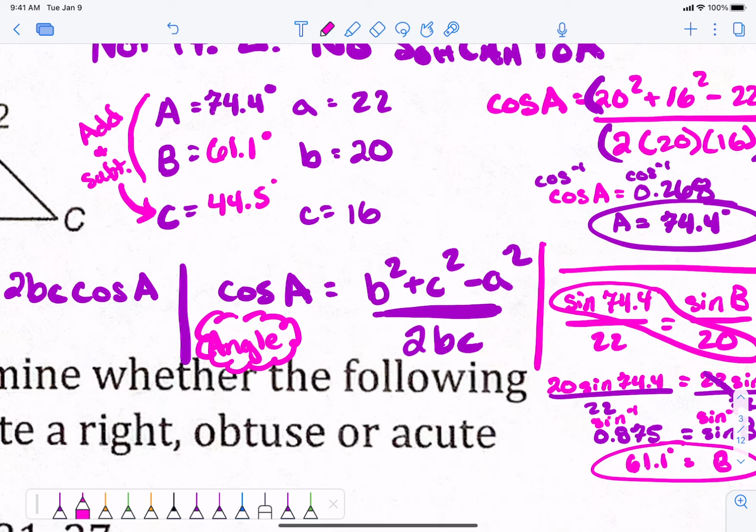44.5 degrees. Okay, now do a little check. Smallest angle, smallest side. Biggest angle, biggest side. Are they correct? Yes. So that looks good.